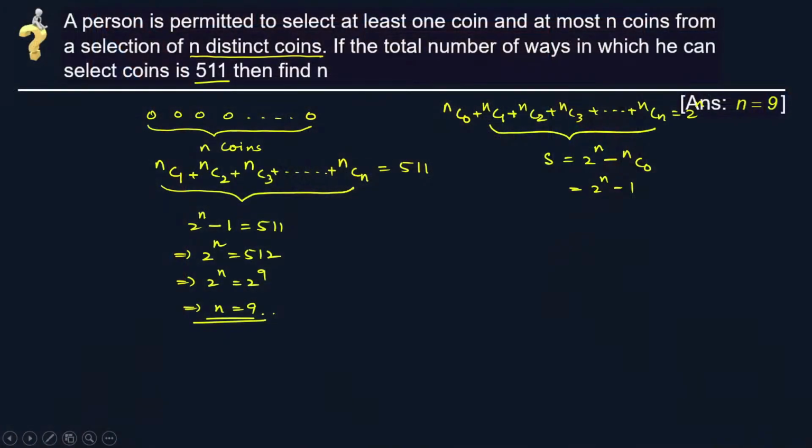See, again the use of property. nC0 plus nC1 plus nC2 plus nC3 and so on till nCn will give us 2 to the power n. That's exactly what we have used. Now those people who have already done the binomial theorem are very familiar with this property, because this property is widely used in binomial series. Okay, let's move to the next problem.